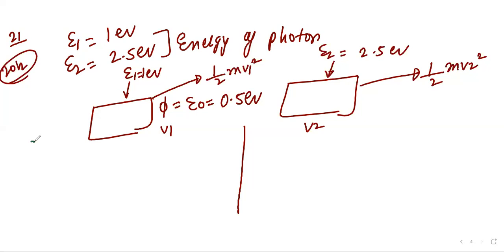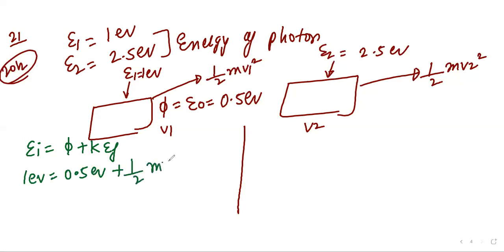So write for the first one. Initial kinetic energy is equal to phi plus final kinetic energy. This energy is given, that is 1 electron volt. Phi value is given, 0.5 electron volt, plus the kinetic energy formula 1 upon 2 m v square. Right, subtract, then you will get 0.5 electron volt equal to 1 upon 2 m v1 square. Understood?